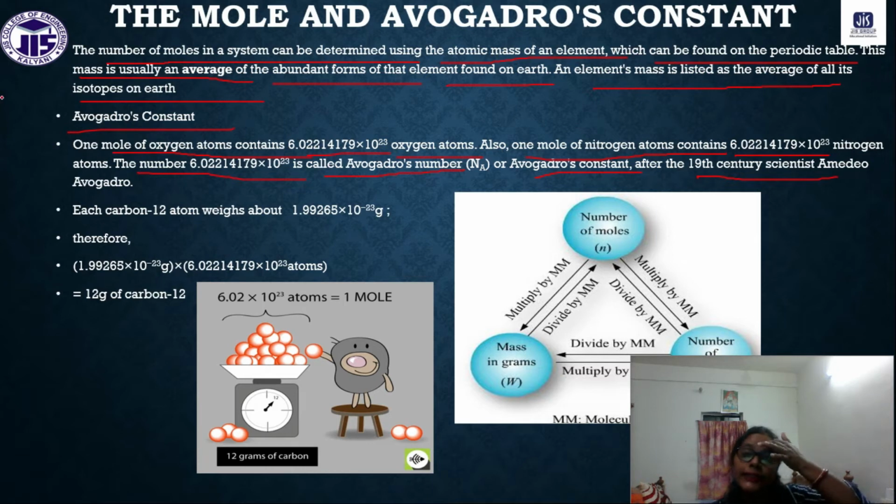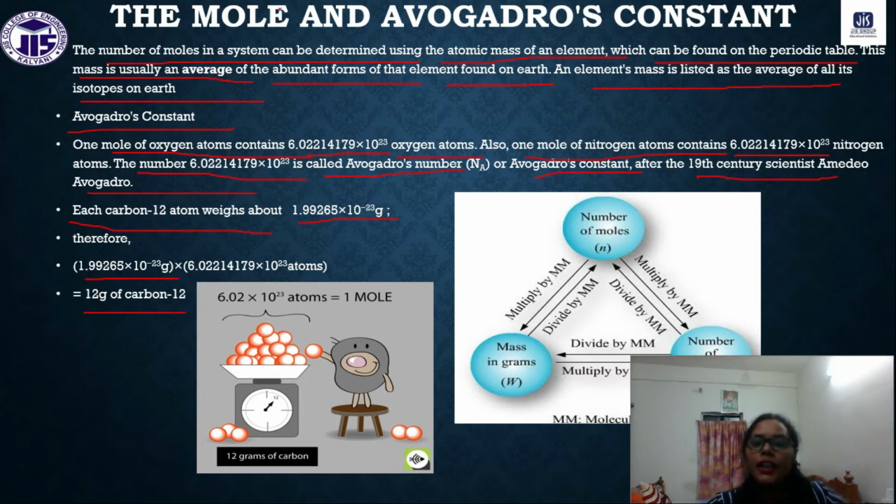In the 19th century, the scientist Avogadro suggested this number. Each carbon-12 atom weighs about 1.99265 × 10^-23 gram. Therefore, 1.99265 × 10^-23 gram multiplied by the total number of atoms, 6.022141179 × 10^23 atoms, equals 12 gram of carbon. So this is the total concept of the mole and the Avogadro number and how they are connected with each other.